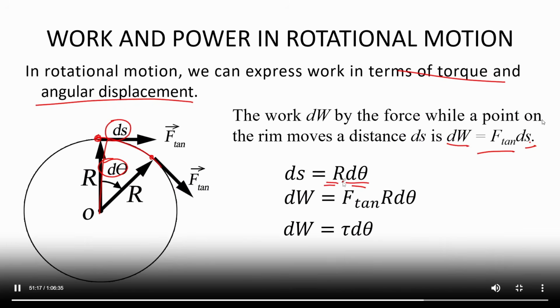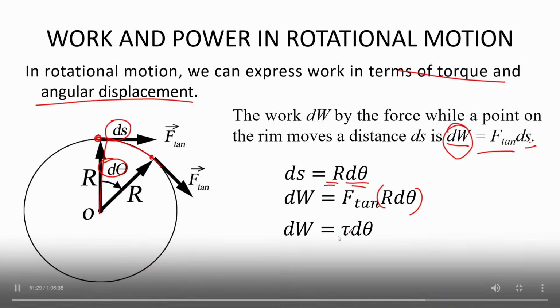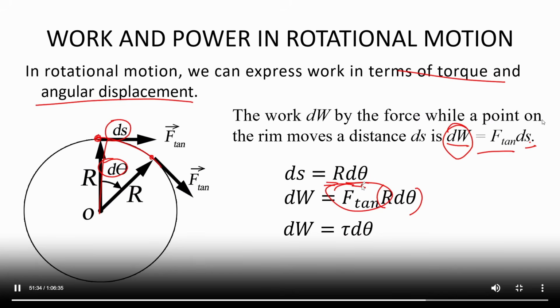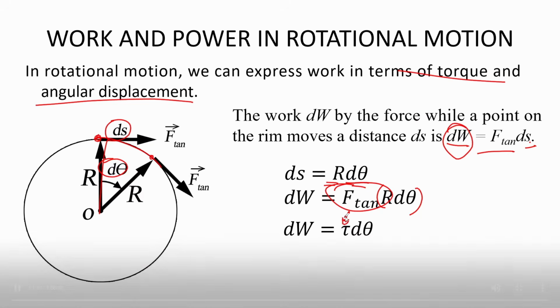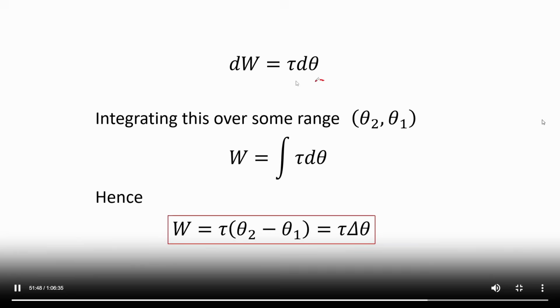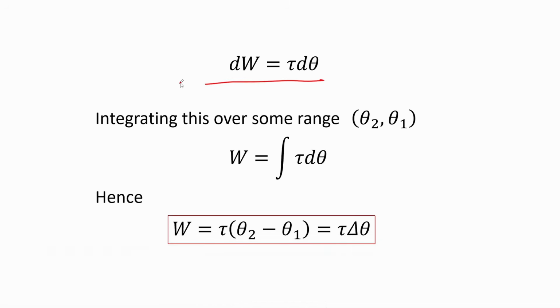So that means dW, the small work, is equal to F tangential times r d theta, which is the ds. So dW is equal to torque times d theta, because F tangential times r gives you the torque expression. Of course, this should be 90 degrees in relationship. Now, dW, which is torque times d theta, we can sum by integrating.